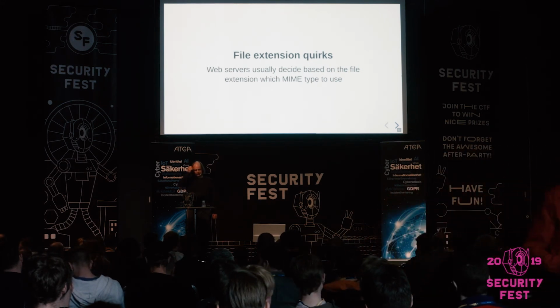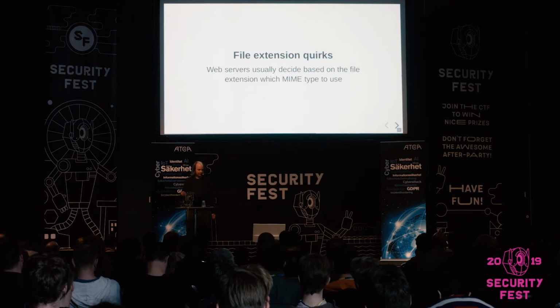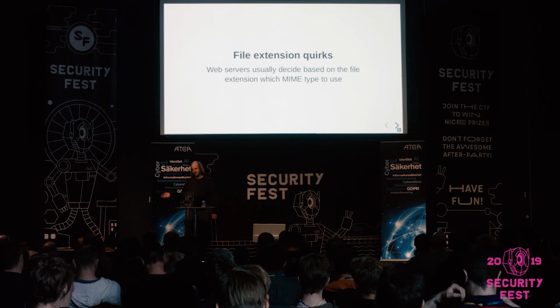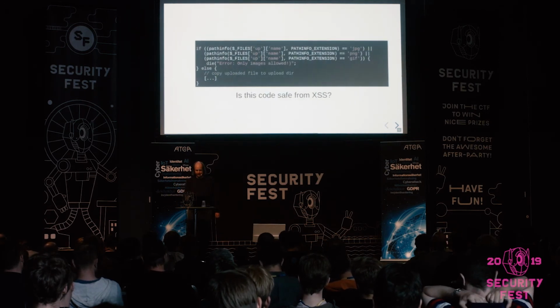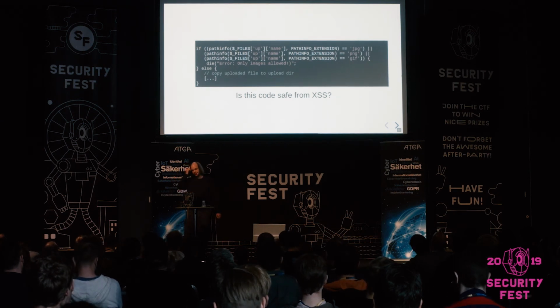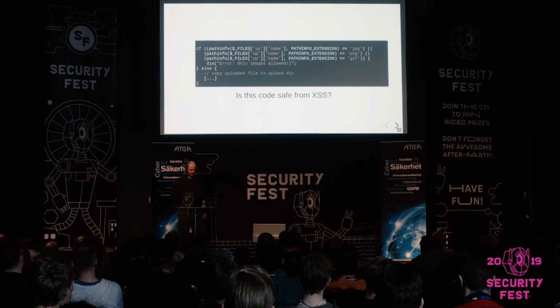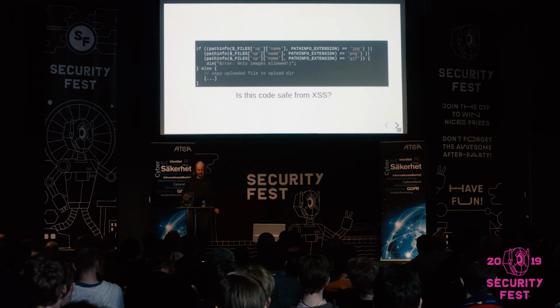Then a few more things. File extensions. We learned earlier, usually a web server decides based on the file extension what MIME type to use. Here's some PHP code, and I'd like to ask you if you think that this is safe from cross-site scripting. Specifically cross-site scripting, because I know there could be directory traversal due to the file name. That's not what I'm looking at.